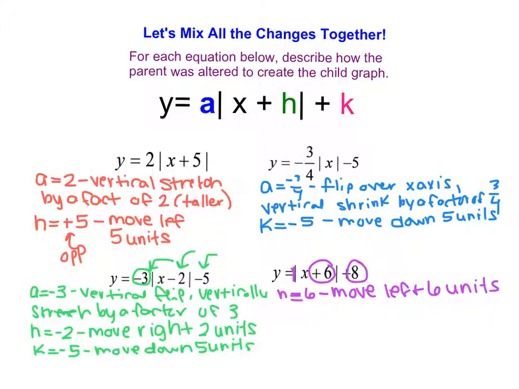And then here, this is our K value, because it's outside of the absolute value. And so K is equal to 8. That one moves vertically as we expect. So it's going to move up 8 units.